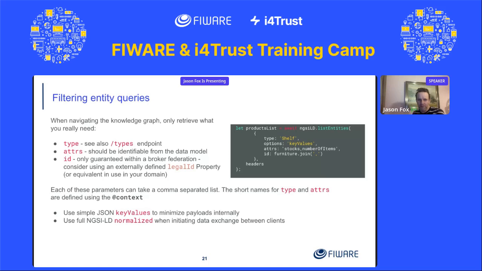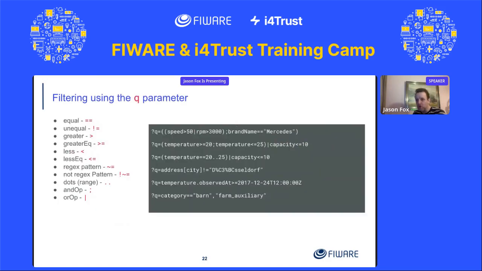Each of the parameters I've got on the screen can be filtered. You can have multiple IDs, multiple types, multiple attributes. Just comma separate them, not difficult. I've pointed out the difference between key values and normalized already, so I don't need to mention that again. The q parameter, as I said, is very, very powerful. You can add in multiple clauses to your query as necessary.